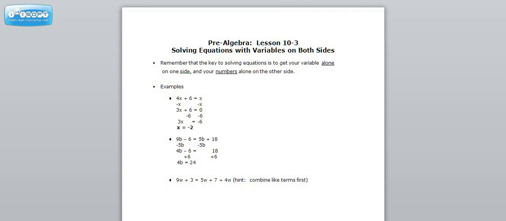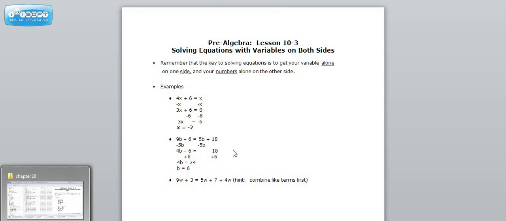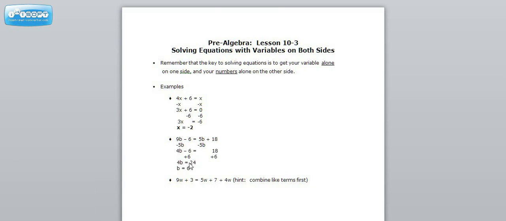18 plus 6 is 24. So now we're down to a very simple solution. Divide both sides by 4, so that leaves me with b equals 6. So let's check that and make sure that works. Come back up here, substitute 6 everywhere you see a b, and see if it works. And indeed it does.